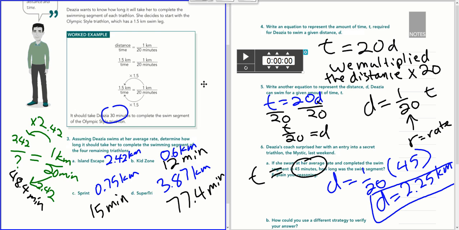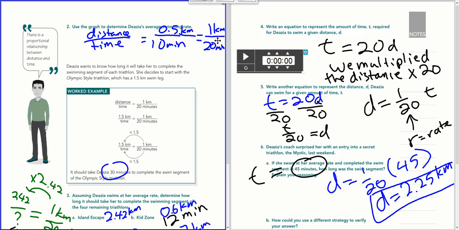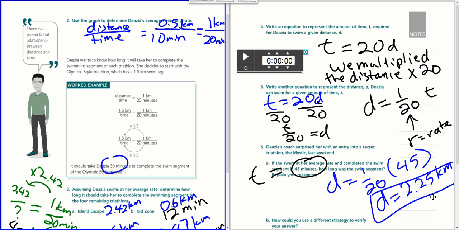If you take a look over here on this page, look at what we have there. We have a 1 over 20. It's the same thing, because this is our rate. They should be the same. So to solve a problem like this, 45 minutes is going to be our T. Here's R, here's T, multiply those, and here's our D, 2.25 kilometers.